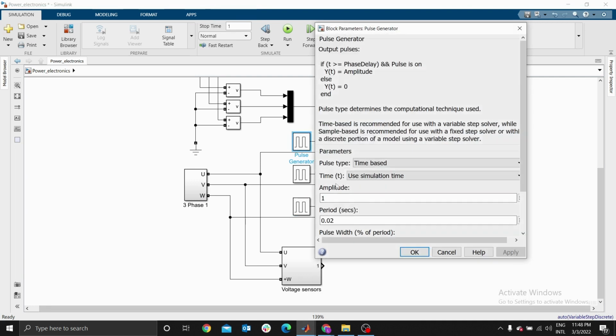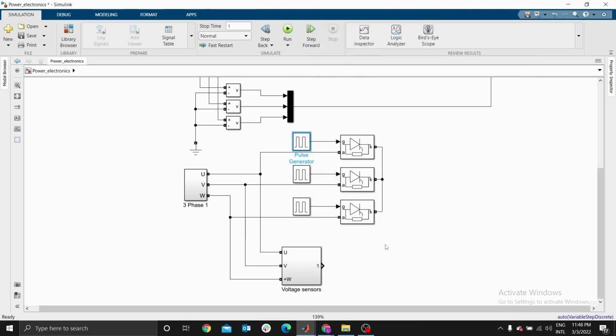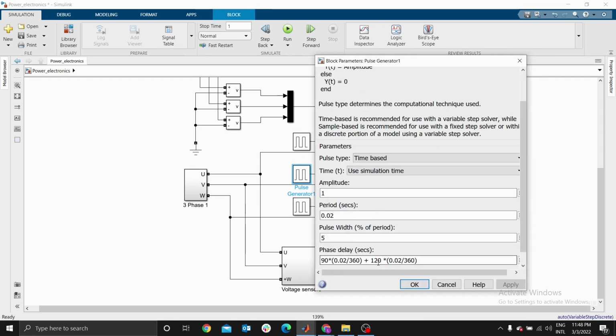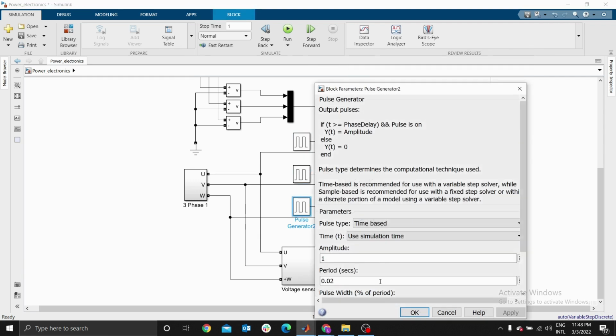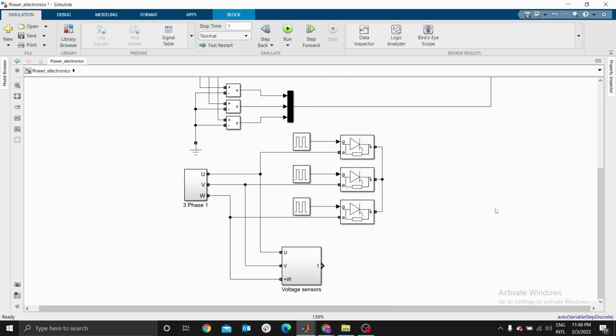Double check. 90, 120. Yeah, that's fine. Then we need to measure the currents. I can measure the pulse generated here using a mux. Let me see the best way to measure this. But no, I don't think it's necessary.